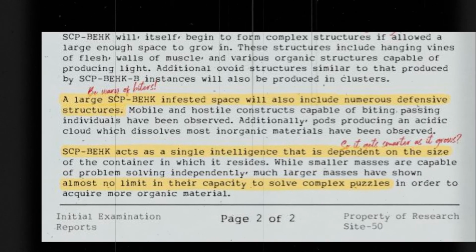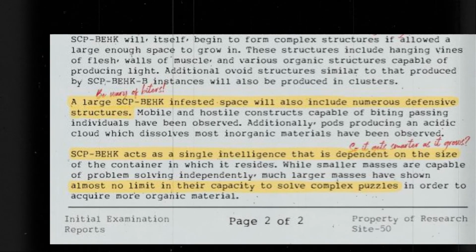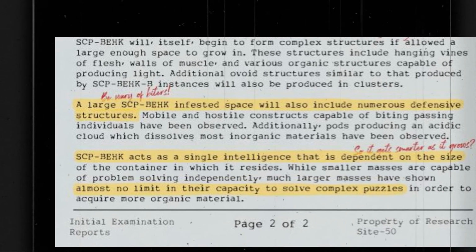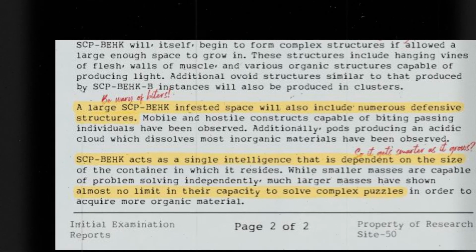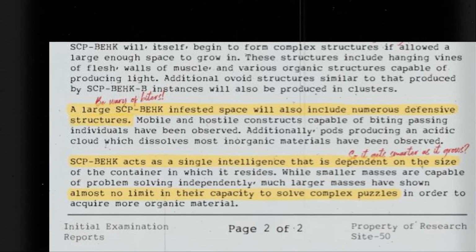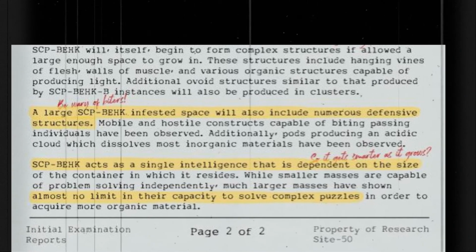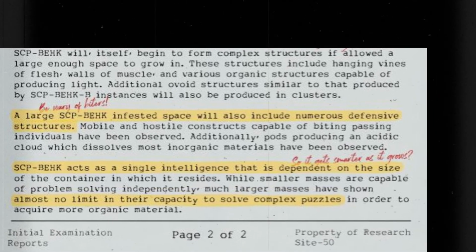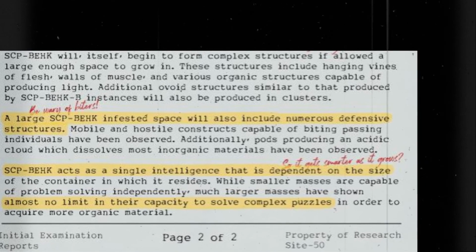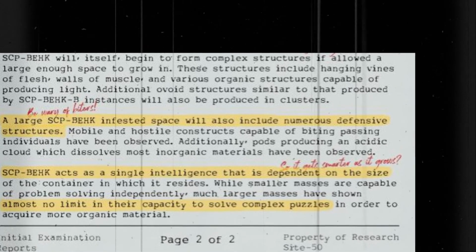SCP-BEHK will, itself, begin to form complex structures if allowed a large enough space to grow in. These structures include hanging vines of flesh, walls of muscle, and various organic structures capable of producing light. Additional ovoid structures, similar to that produced by SCP-BEHK-B instances, will also be produced in clusters.